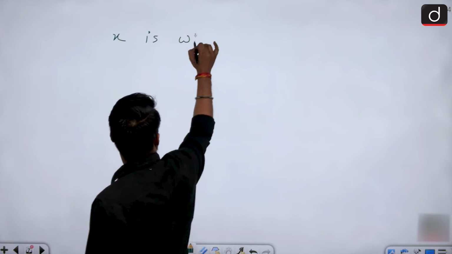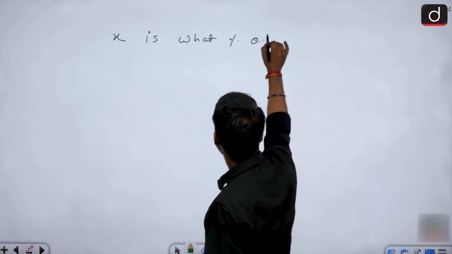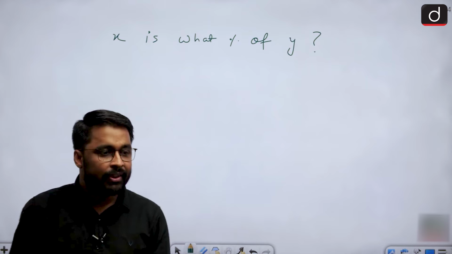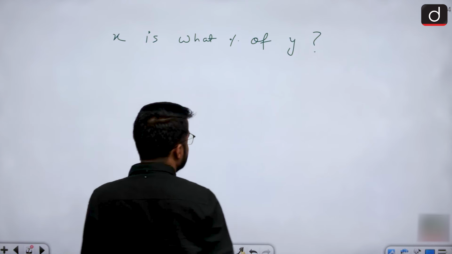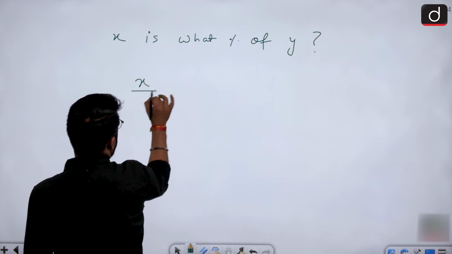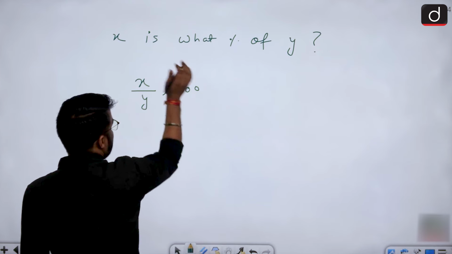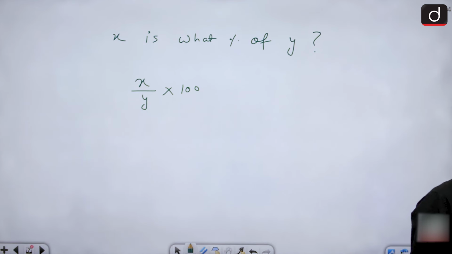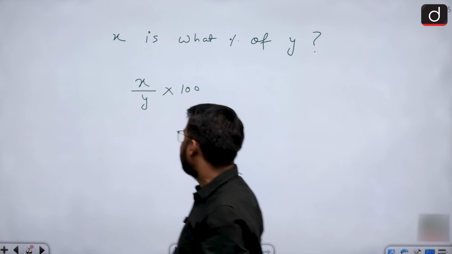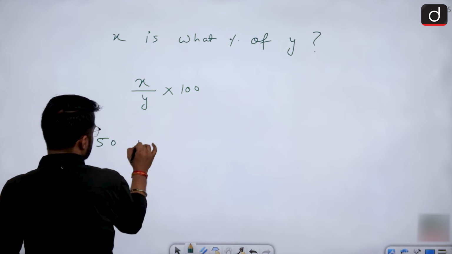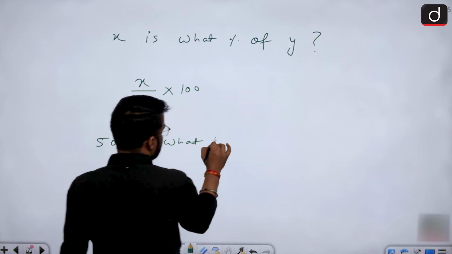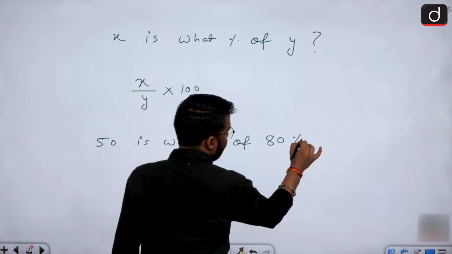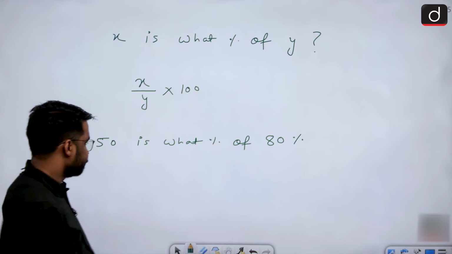X is what percentage of Y. This is my syntax. Whenever I get a question based on this syntax, X is what percentage of Y, my equation will be X by Y into 100. The variable that is first will be in my numerator, the variable that is second will be in my denominator, and into 100. ठीक है, जैसे कि अगर बाई चांस मान लीजिए मैंने आपसे क्वेश्चन पूछा 50 is what percentage of, let's say 80. 50 is what percentage of 80?